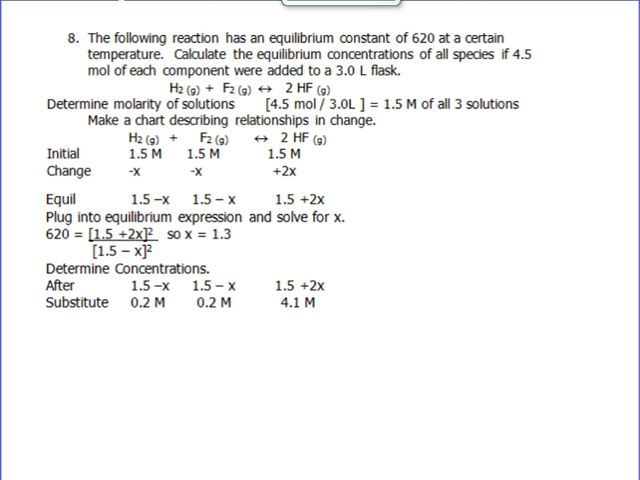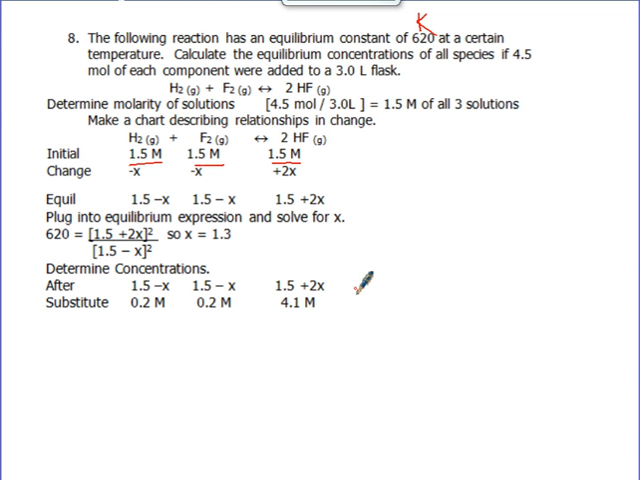Same thing with number 8. The following reaction has an equilibrium constant of 620. That's K. Calculate the equilibrium concentration of all the species if 4.5 moles of each component were added to a flask. So they started off with 4.5 moles of each thing in a 3-liter flask. So you have 1.5 molar of all 3 solutions. So it's 4.5 divided by 3, 4.5 divided by 3, 4.5 divided by 3. So you have 1.5 molar for each of these solutions.